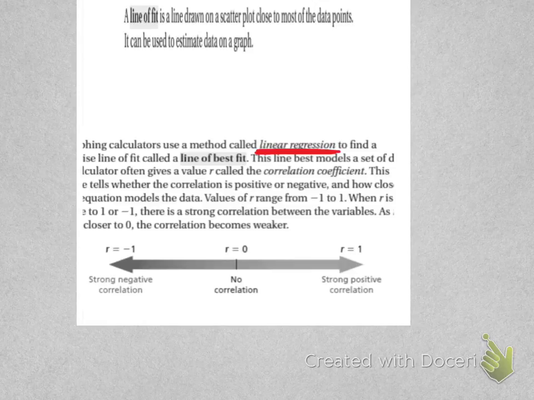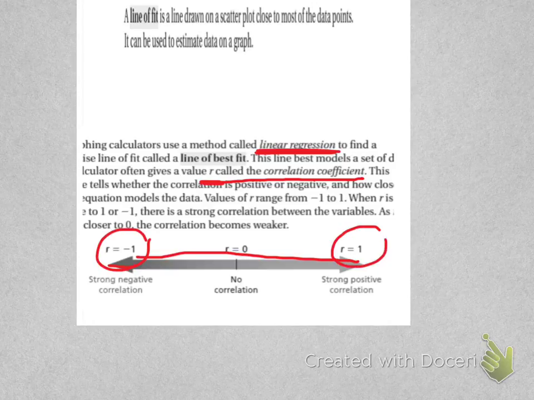The strength of the line is represented by the R value, and that's called the correlation coefficient. So you can see the number line in the bottom here. The stronger the relationship is, the closer it is to -1 or +1. Those are both strong correlations, one negative and one positive, on the R values. I'll show you how to do that at the end. So if the correlation is closer to 0, it is a weaker correlation. Remember, a scatter plot shows a relationship between the data.